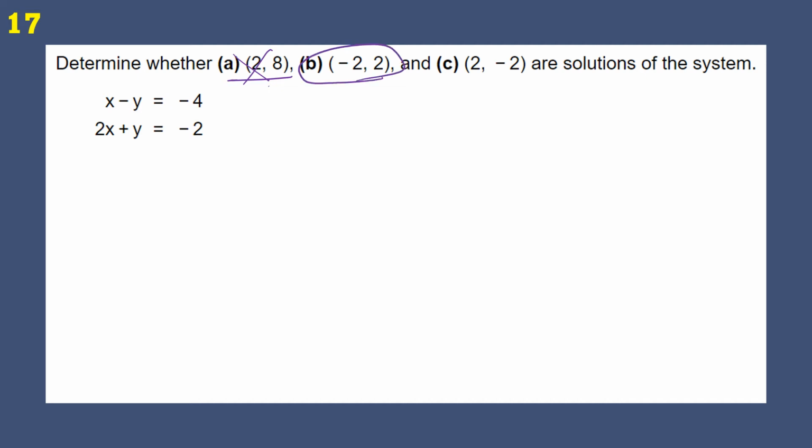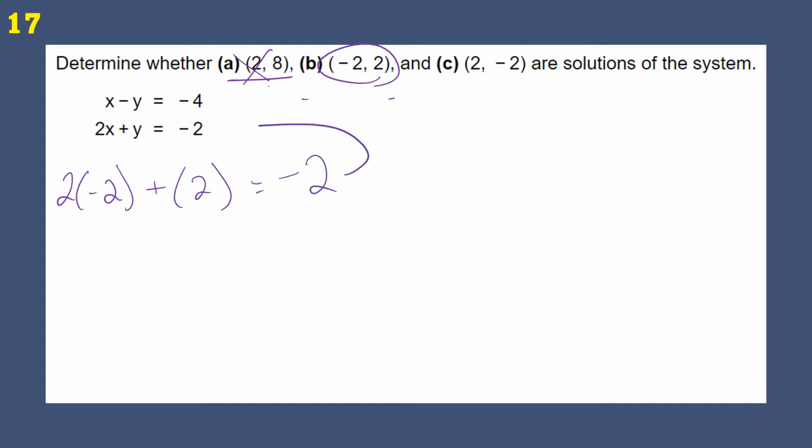The second one, I'm going to plug in (-2, -2). If I plug in -2 minus 2, it equals -4. It says it's supposed to equal -4, so guess what? It works in the first equation. The next question is, does (-2, -2) work in the second equation? So I'm going to plug in -2 for x and 2 for y, and let's see what we get. We get -2, which is the same. So this one actually works for both of them.